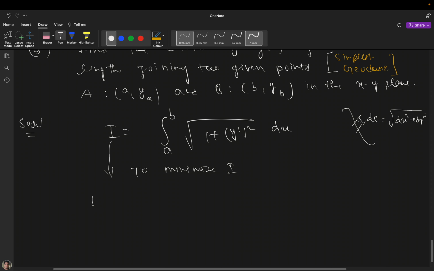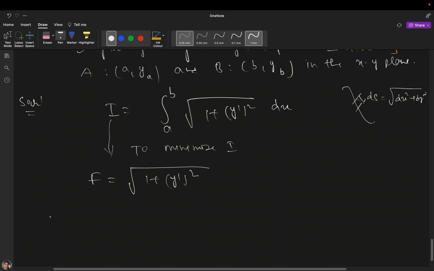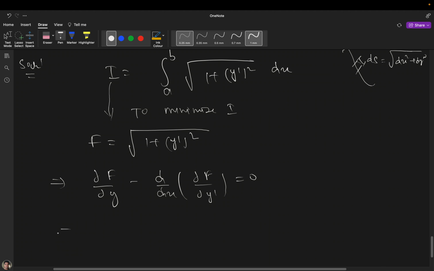And here what is f? f is simply square root of 1 plus y dash square. Okay, so let's solve this. What we will do? Simply del f by del y minus d by dx of del f by del y dash equal to 0. Here you can see that there is no such expression for y, so that term simply becomes 0.